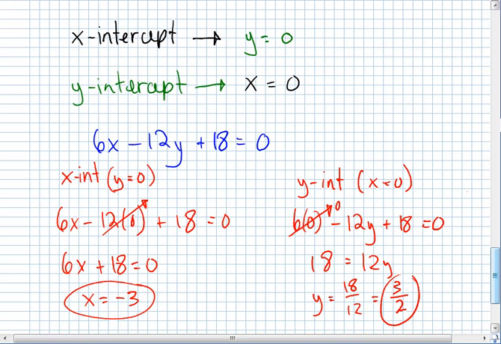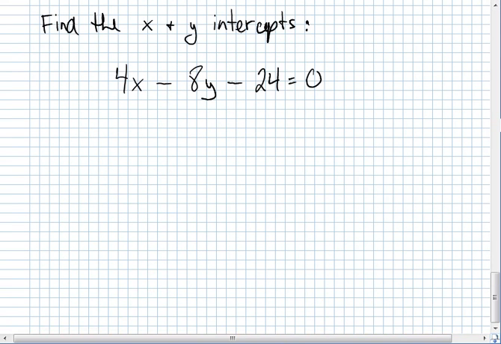So I'm just going to give you a couple of examples that you try on your own. Here's a nice easy one for you. Just plug in x equals 0 to find the y-intercept, and conversely for the x-intercept. I'll pause the video now, and you have 3 seconds to find the answer.